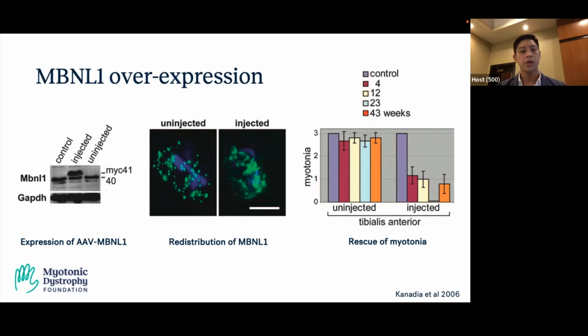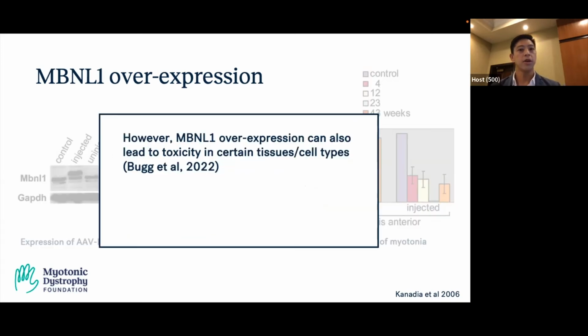One of the issues that has been raised with this as a therapeutic approach is that muscle-blind overexpression can be toxic in certain contexts, in certain cell types. Jennifer Davis's lab has been looking at this in the context of the heart.